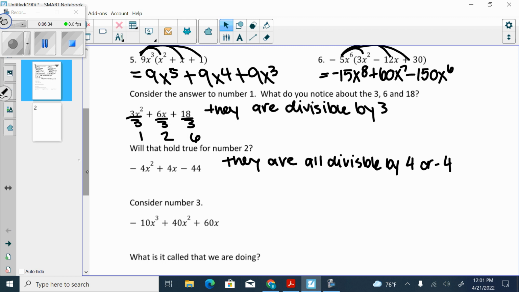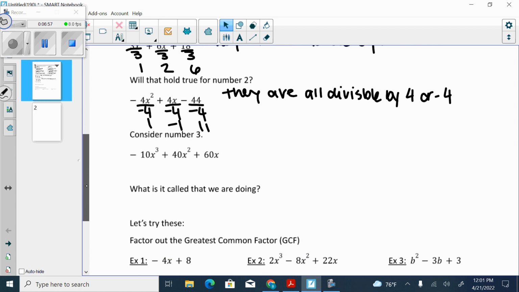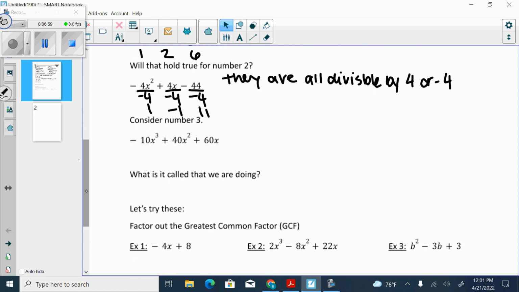Right, if I was to go through and divide all of these terms by -4, we end up with 1, -1, and 11, which were the numbers that we had in that parenthesis before we ever distributed the -4, right? All right, and then they also ask about number 3. So what do you guys notice about these 3 terms?